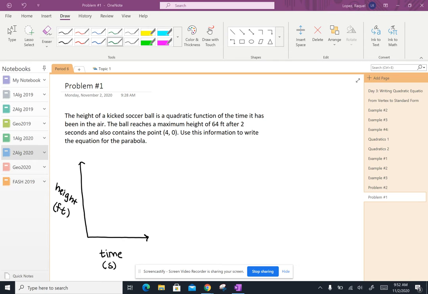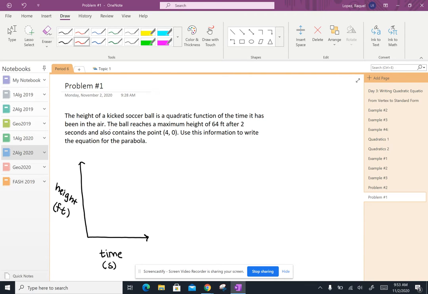So reading that means that time is going to go on our x-axis and height is going to go on our y-axis. I know that we're working in feet because I'm told that the ball reaches a maximum height of 64 feet, and I know we're working in seconds because it's after 2 seconds. Okay, so that's how I know we're working with seconds and time. So now let's go ahead and do that and give us a parabola to work with.